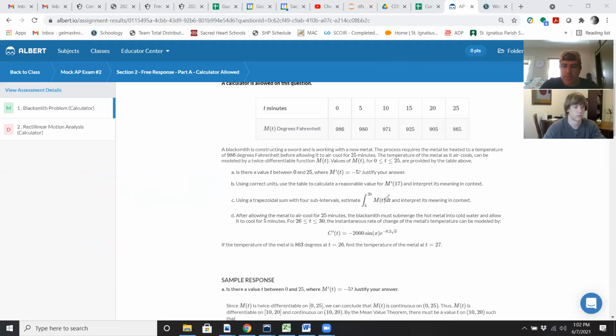Use the correct units, use the table to calculate N prime of 17 and interpret its meaning in context. I'm really not a fan of it. I think they make these more challenging. They should have done 17.5 or a number that's halfway between, but you could look at 15 and 20, for example.